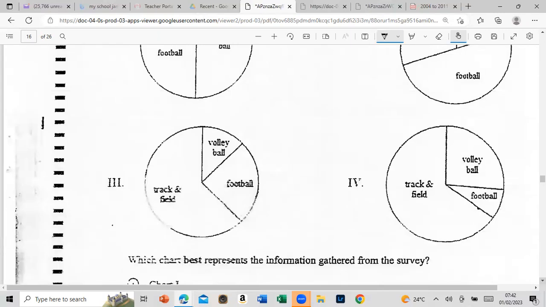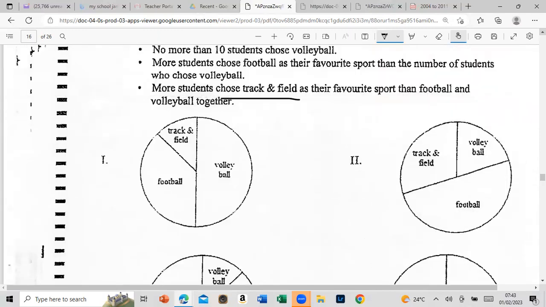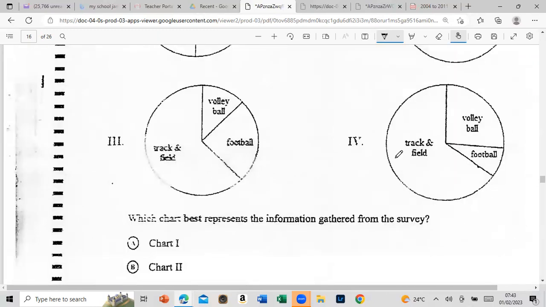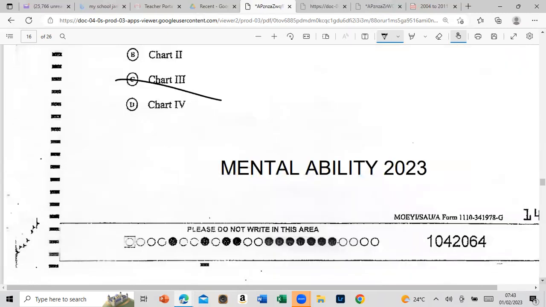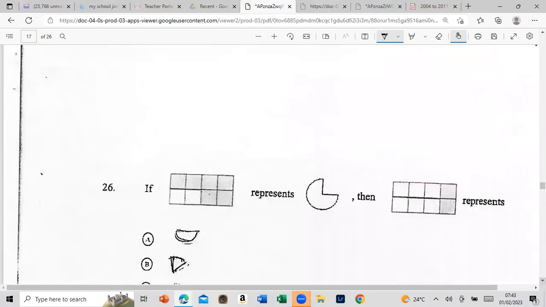Let's see. All right, so it could be this or this. Let us examine it now. It says more students chose football than volleyball. So football should be greater than volleyball. So it's definitely this one, which is chart 3, so that makes it C. So that's C. Let's move on. What number are we? 26.